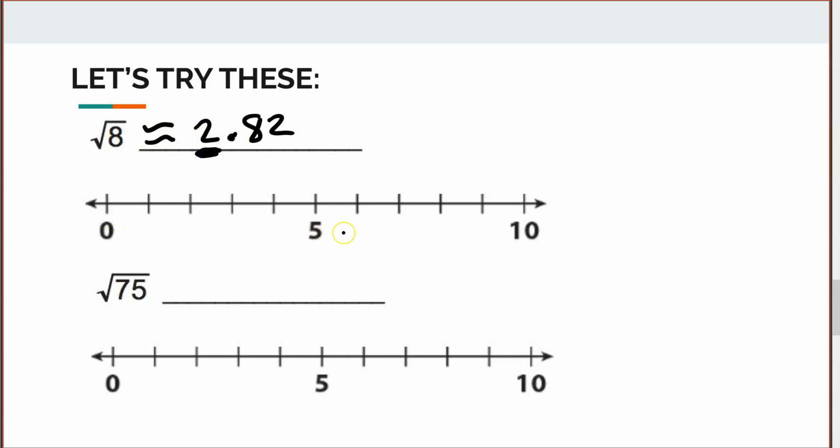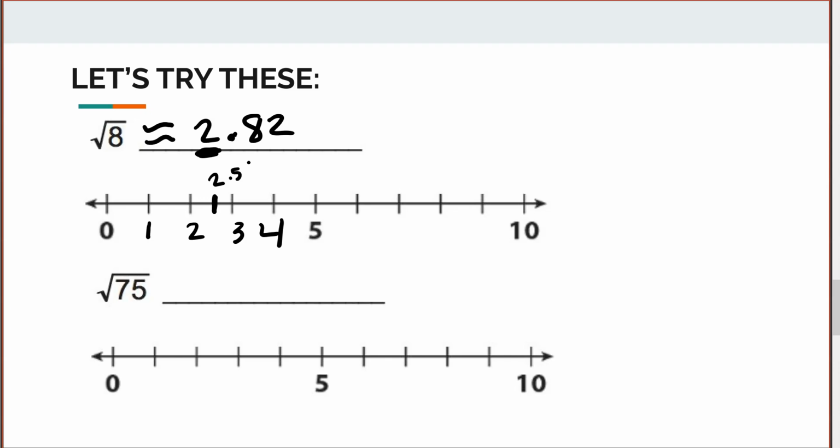So we have 0, 5, and 10. So we have 5 in the middle. Well, 2 is smaller than 5. 1, 2, 3, 4. Well, we have 2 and a little bit more. Again, in the middle is half, so 2.5.